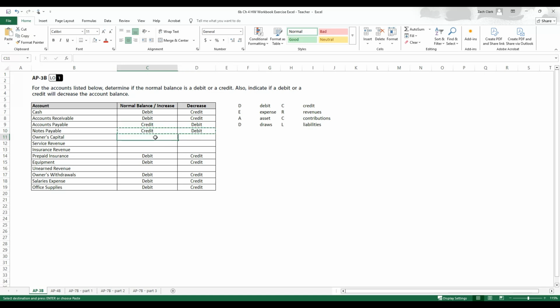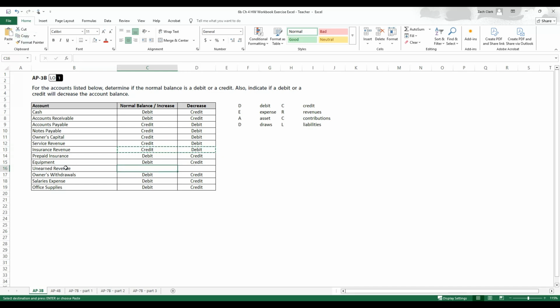And hit copy again. As we said, capital and also contributions, you can think of that as the same thing there. And so it's under the C, so it increases with the credit. Service revenue is the R under the circle. It increases with the credit as well. And it doesn't matter what type of revenue it is, it's going to be the same, whether it's service revenue or insurance revenue, etc.